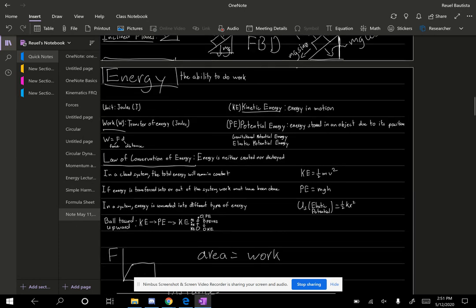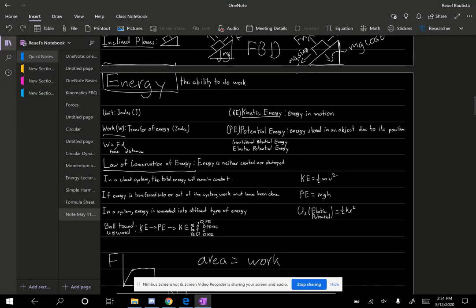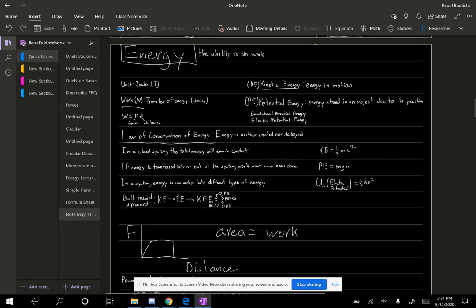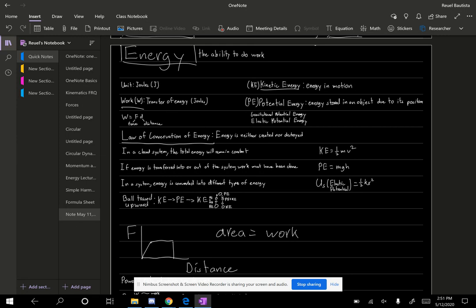So next is energy. It's the ability to do work. Okay, so that's what energy stands for. It's an object's ability to do work. Okay, so the unit will be joules, right? The unit will be joules, and there are a few equations that we need to know, but let's go over the different types of energy that we're going to see.